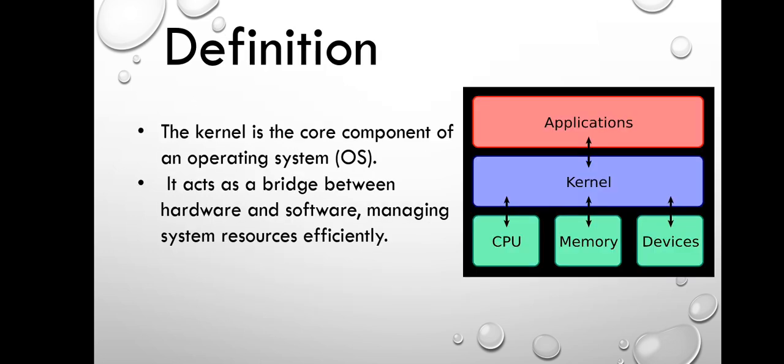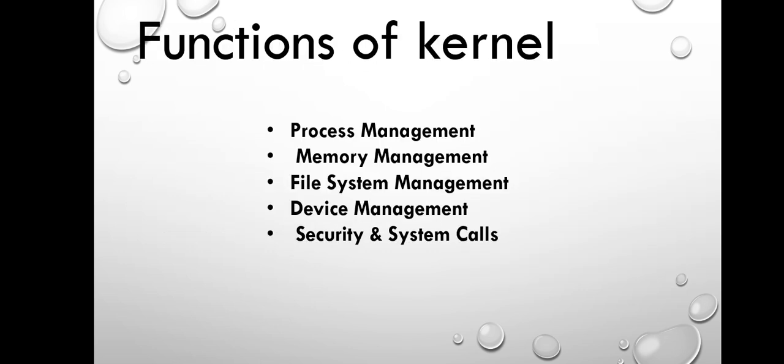Next we see the definition of kernel. The kernel is a core component of an operating system. It acts as a bridge between hardware and software, managing system resources efficiently. Functions of kernel. There are 5 types: process management, memory management, file system management, device management, security and system calls.